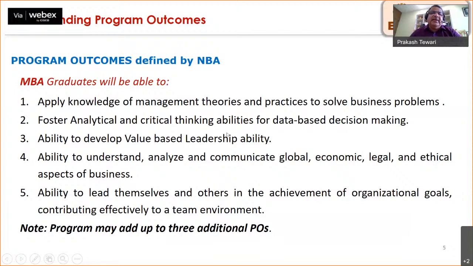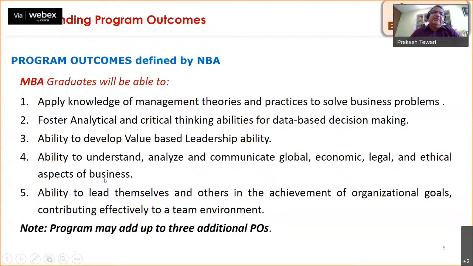See, in an undergraduate engineering program, what are given by NBA are known as POs. What the program writes are known as PSOs, program specific outcomes. Because in engineering there are many disciplines: civil, mechanical, electrical, electronics, computer science, like that. Whereas in MBA it is only one program. So whatever NBA prescribes, they are POs. And when the MBA program itself writes, those are also POs.